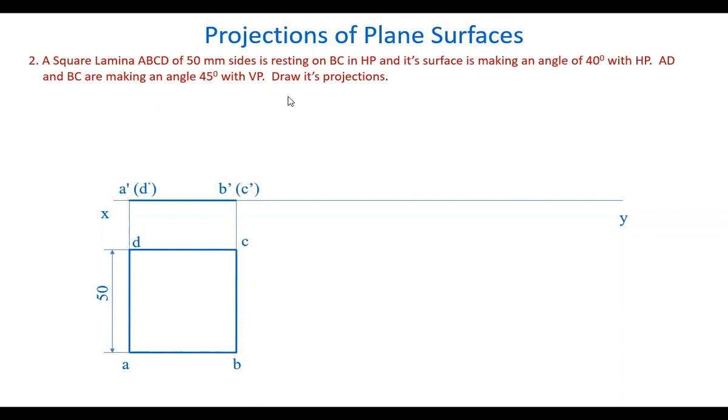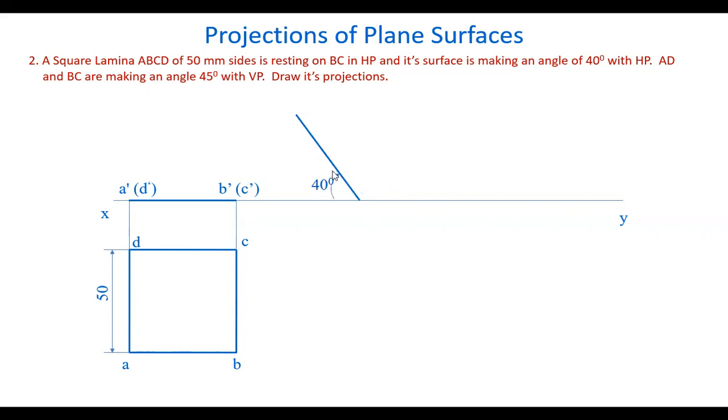Now, that is one condition satisfied. Next, it's a surface making an angle of 40 degrees with the HP. To get the surface angle, we can lift BC upwards or AD upwards. But it is resting on BC. That's why we have to lift AD only upwards. So lift AD upwards, like this.